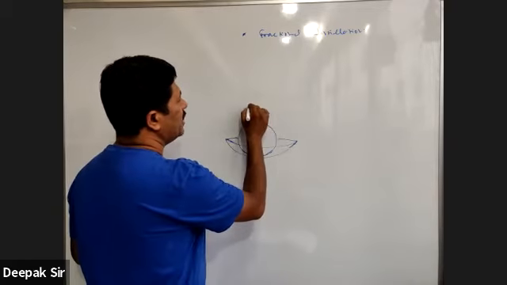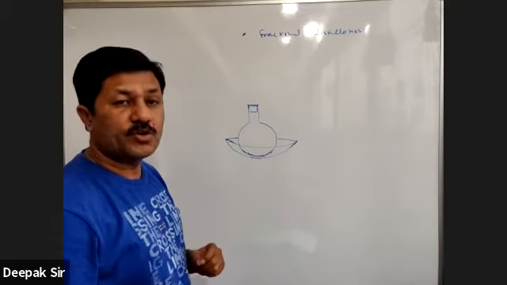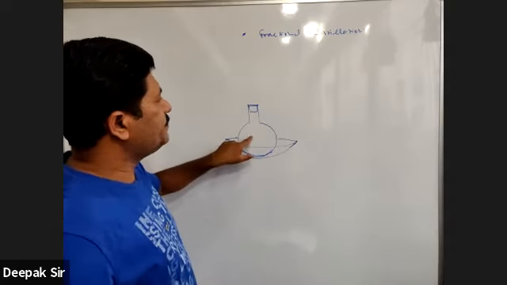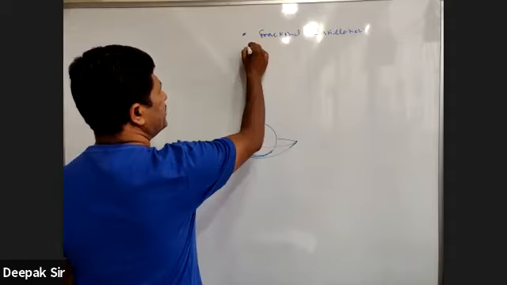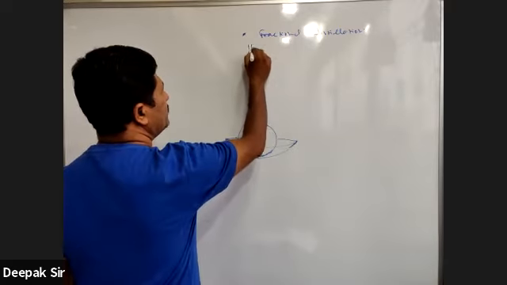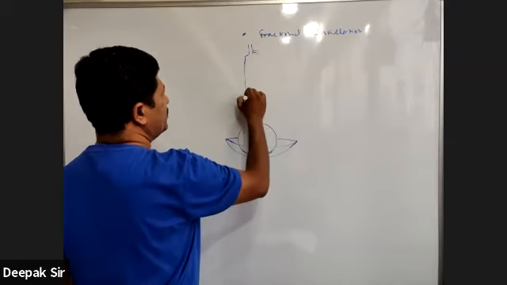Okay. Now the thing is that we have to put a fractionating column between the round bottom flask and the condenser. So suppose this is the fractionating column. This is the fractionating column having this side arm. And then this has different arrangements. Okay.